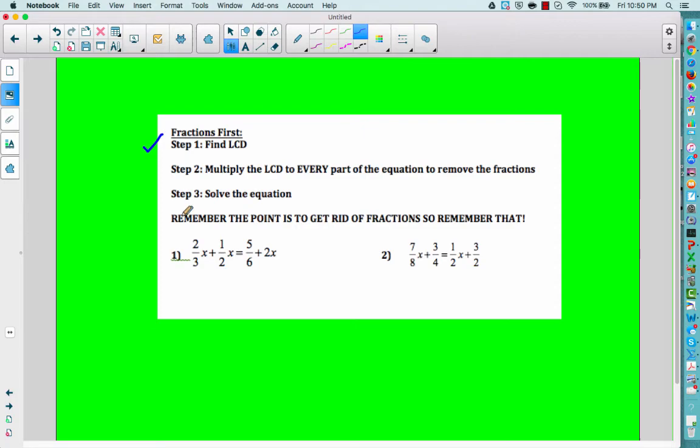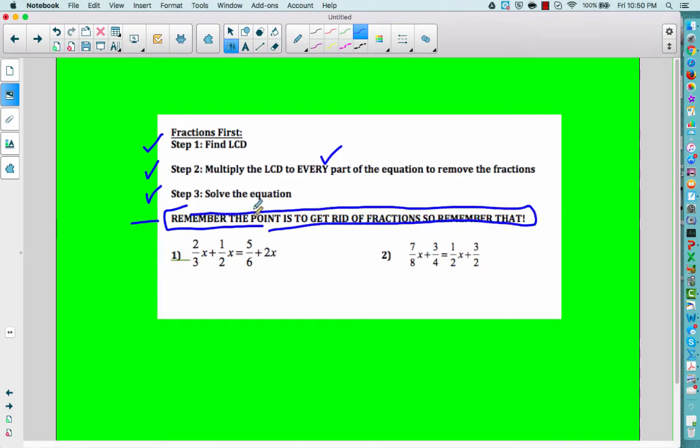First, find the LCD, the lowest common denominator. Then, step 2, multiply the LCD to every single part of the equation to remove the fractions. So your equation will no longer have fractions in it if you did it right. And then the last step would be to solve the equation. Let's just remember that the goal, the point, is to get rid of the fractions. All right, so we just did the first example.